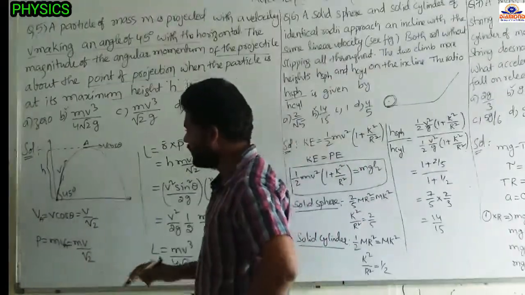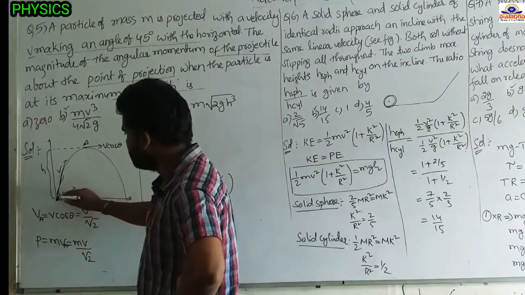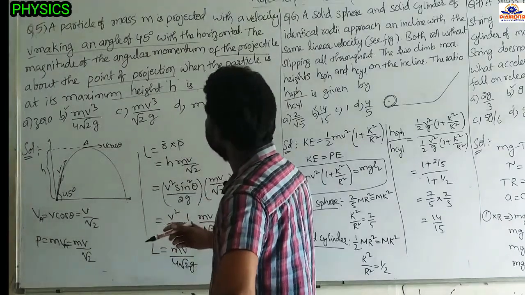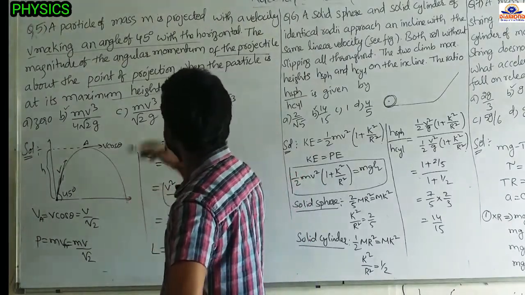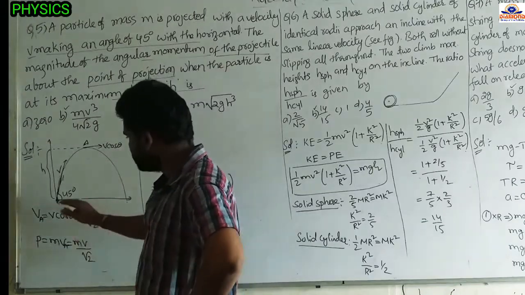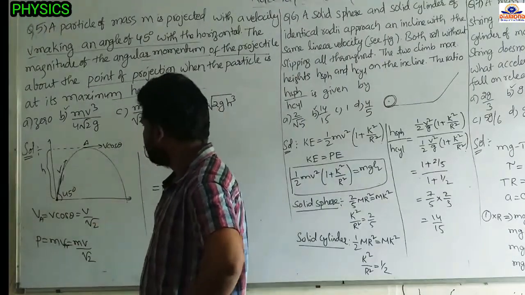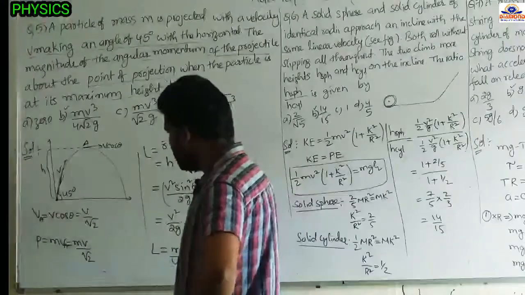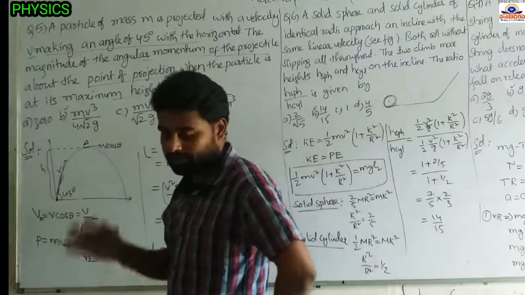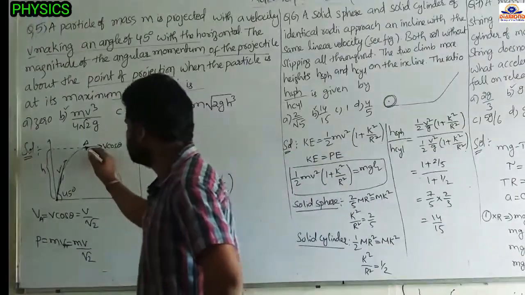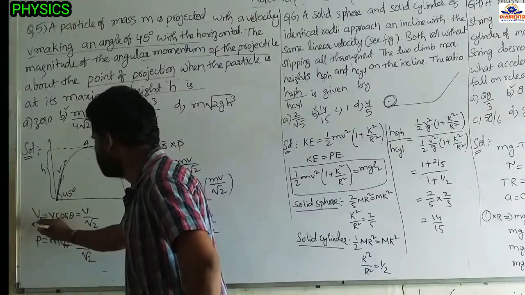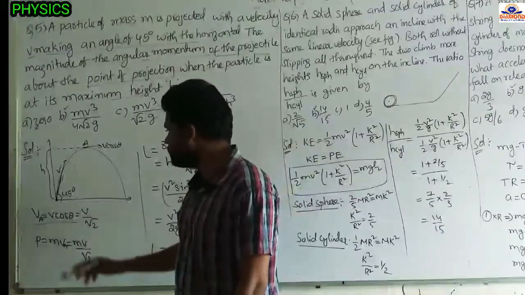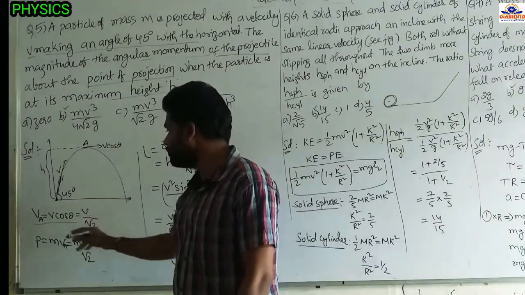Now see, I have drawn the diagram here. This particle is projected with velocity v, and we have to find the angular momentum with respect to this projected point whenever the particle is at the maximum height. At the maximum height we have the velocity v cos theta only, from projectile motion. So the velocity at this point A, at the maximum height, equals v cos theta. It is projected with an angle of 45 degrees with the horizontal, so theta is 45 degrees, cos 45 means 1 by root 2, v into 1 by root 2, v by root 2.